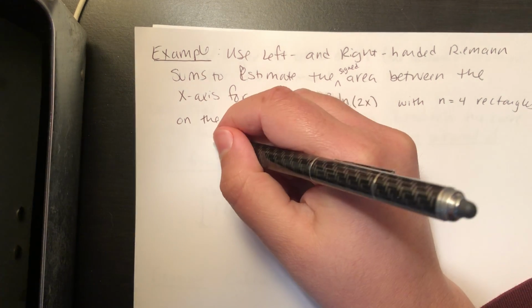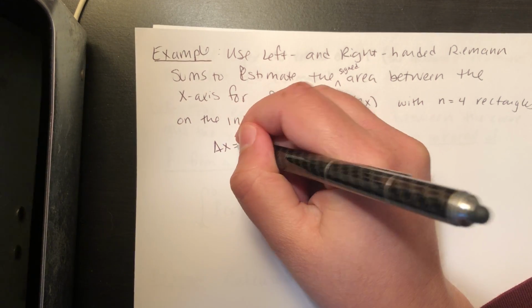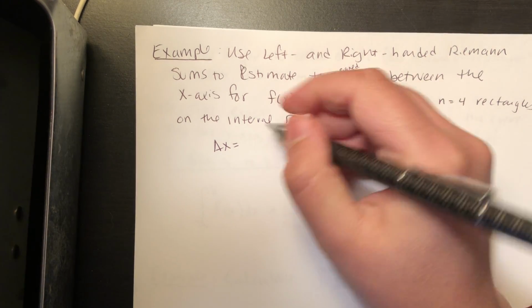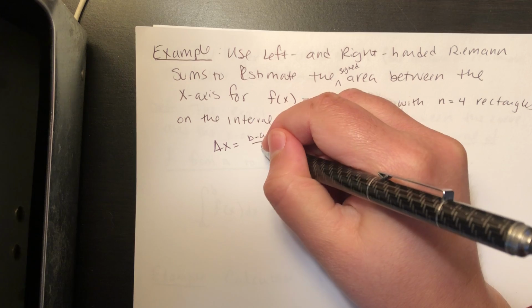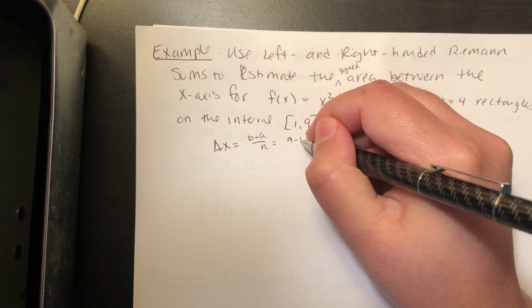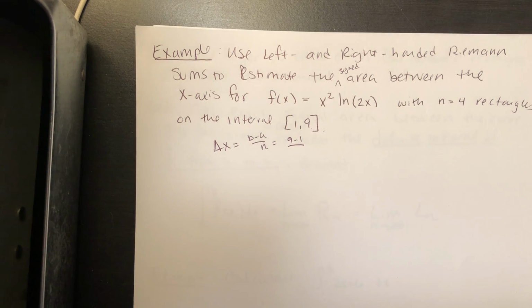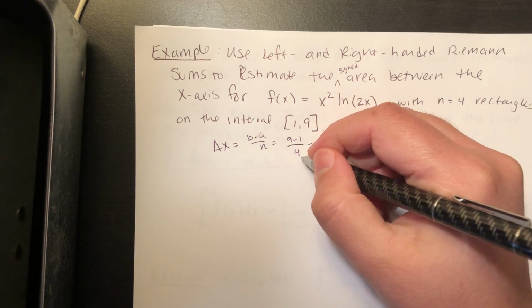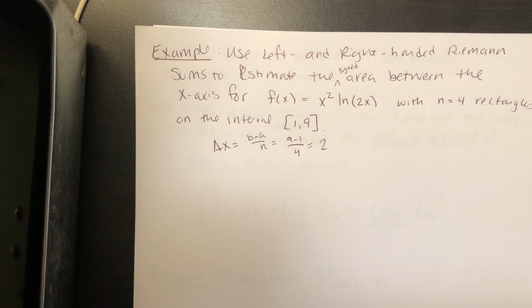All right, we start off by finding our delta x. Remember that's going to be the base of each rectangle, and we get that by doing b minus a over n. So the right endpoint minus the left endpoint divided by the number of rectangles we're going to use. We're using 4. So 8 over 4 gives us a delta x of 2. This is a little bit better than last time.